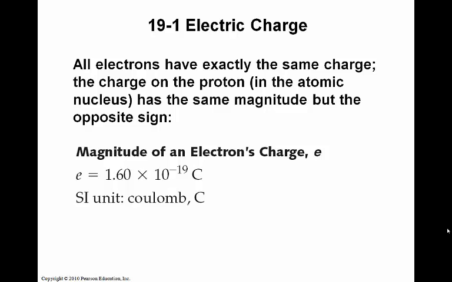All electrons have exactly the same charge. The charge on a proton has the same magnitude but opposite sign. The charge of an electron, e, is negative 1.6 times 10 to the negative 19th coulombs. A proton has a charge of positive 1.6 times 10 to the negative 19th coulombs. Coulombs will be the unit we use to measure charge.